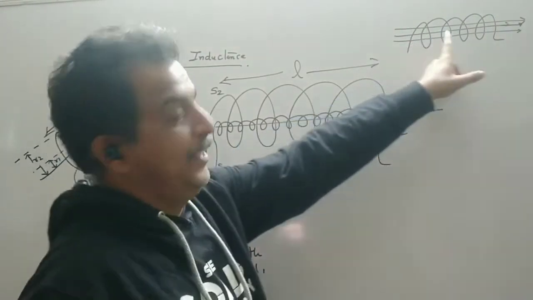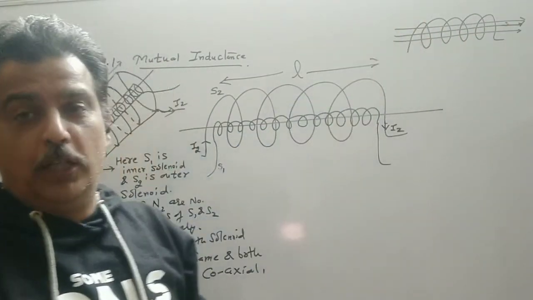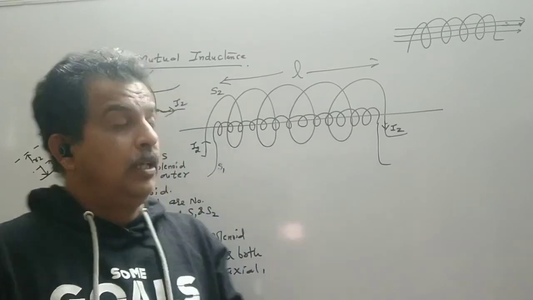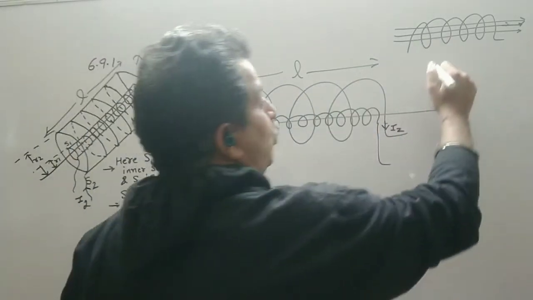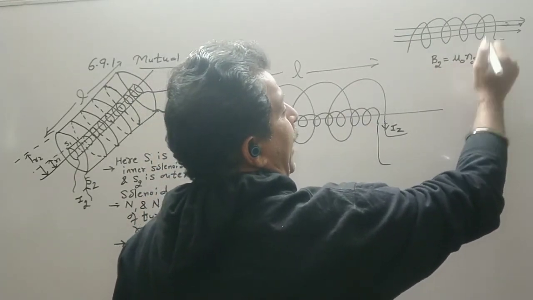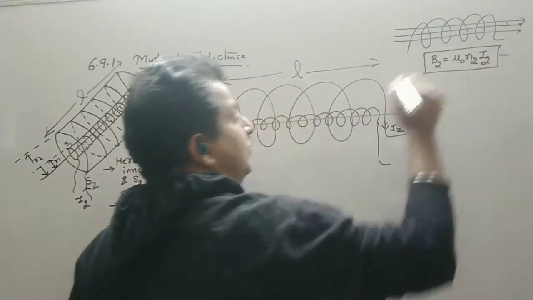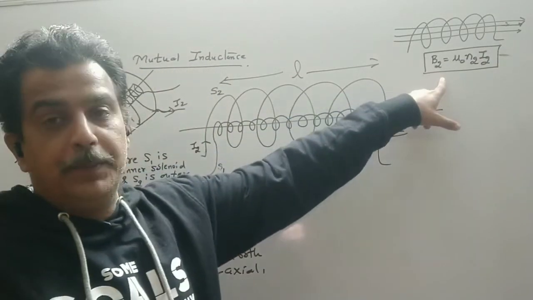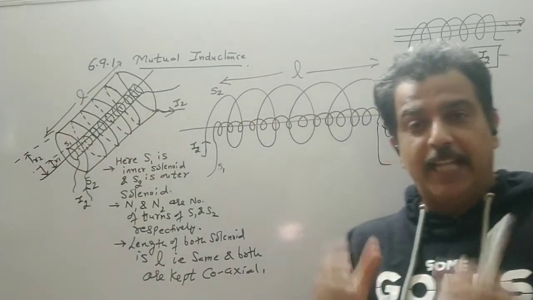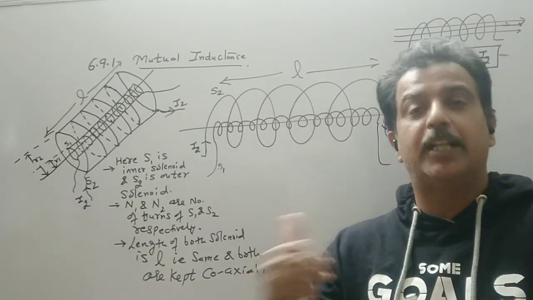Now these magnetic field lines, that is the number of field lines passing through a cross section of the solenoid. Here the area vector and the magnetic field are in the same direction. So the magnetic field produced by the outer solenoid, B2, is equal to mu naught N2 I2. That was the formula. Now this magnetic field is responsible for producing the magnetic flux. That magnetic flux is linked with the inner solenoid S1.